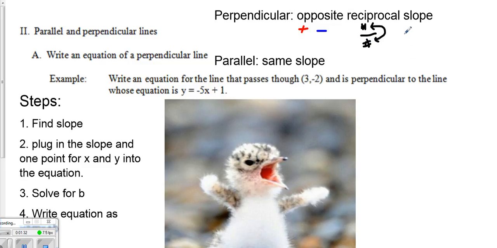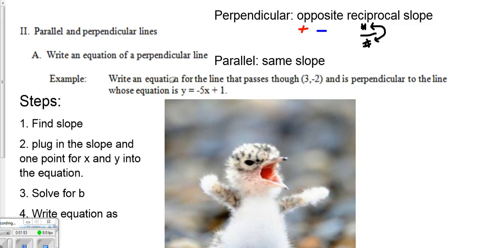If you have a whole number, so if it is 4, think of it as 4 over 1. So then you flip these, make it 1/4, and if this was positive, you make it negative. Okay, so that's how our slopes work. Perpendicular, opposite reciprocal, parallel, the exact same.